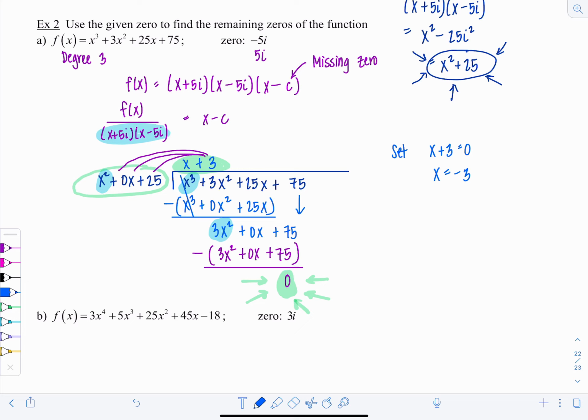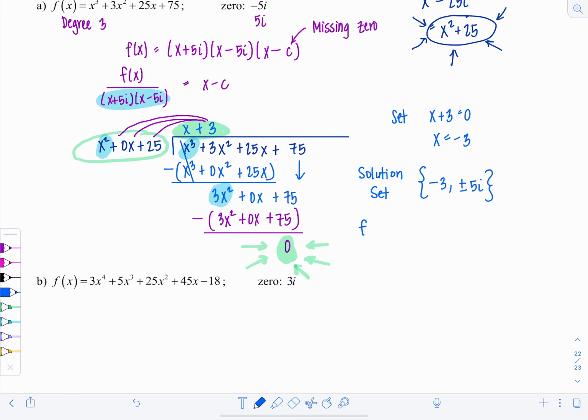So let's list out all the zeros in a solution set and then put f in factored form. They didn't ask us to be so fancy, but we like to overachieve. So in the solution set, I'm going to have -3 and then plus or minus 5i. This is the solution set. And then I could write f in factored form. So f of x would equal x plus 3, x plus 5i, and x minus 5i.